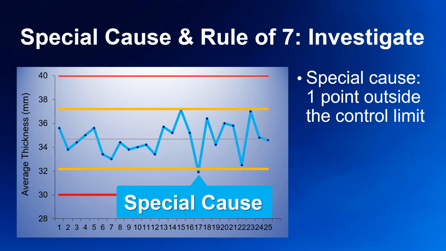It's not defective because it still meets the customer specifications, it's within the red lines, but falling outside the yellow control limits is a sign that we need to investigate potential causes.